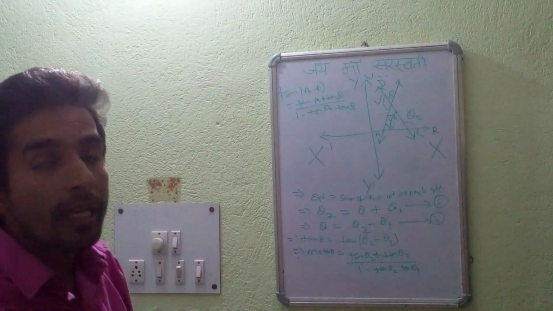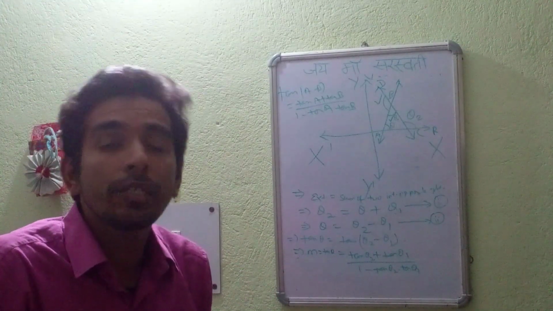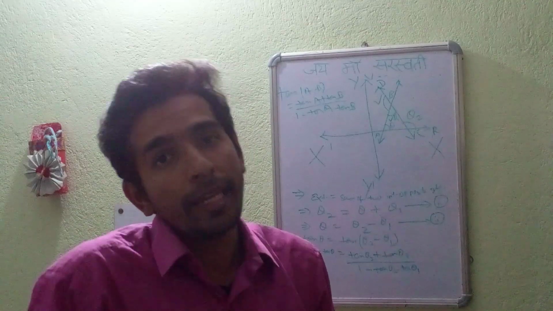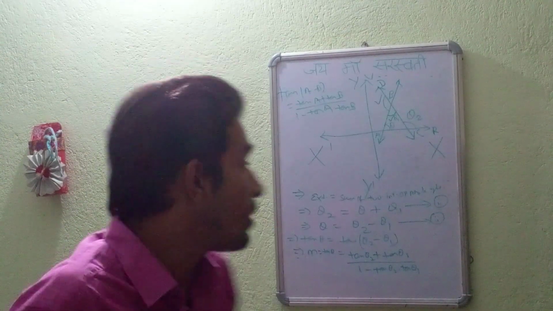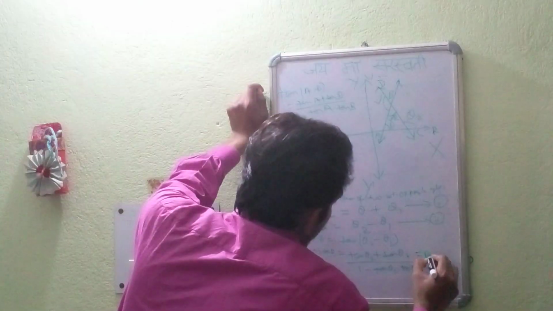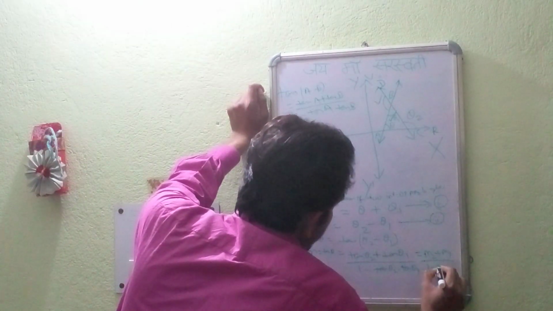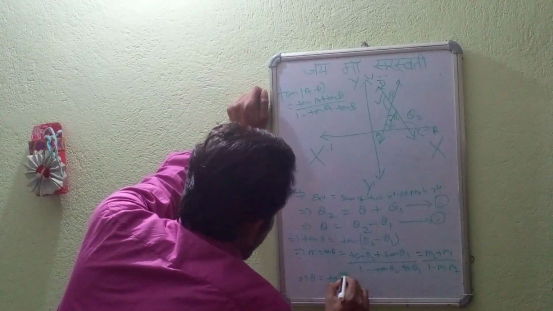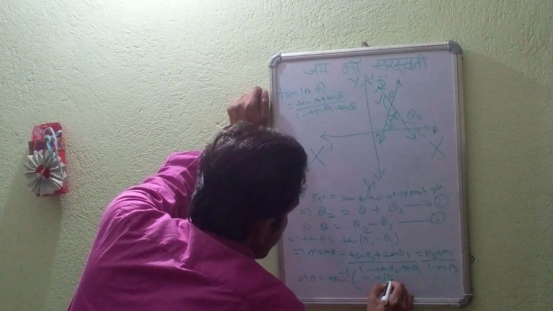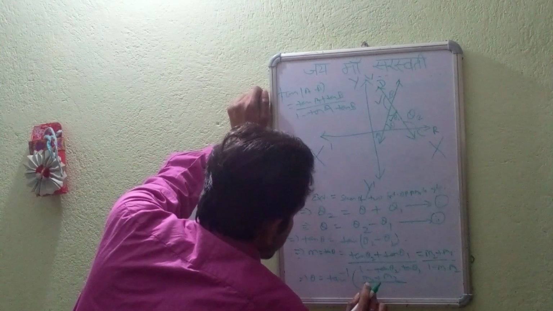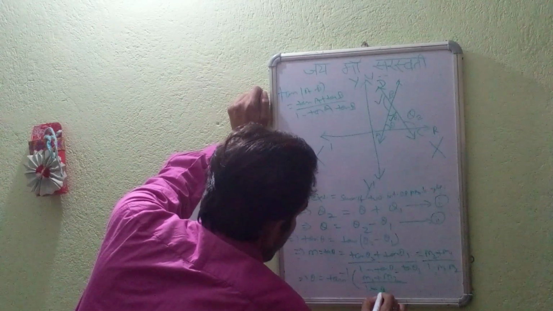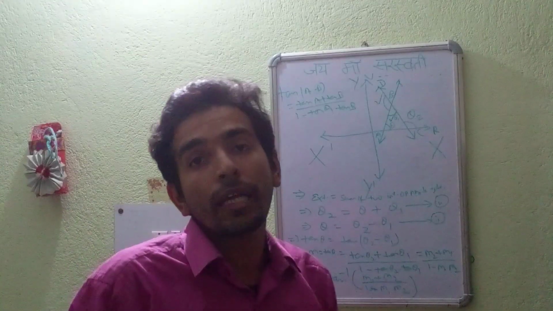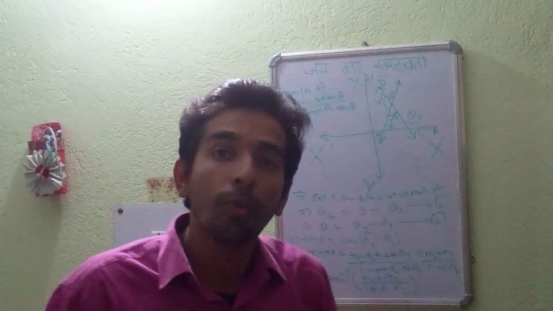Now we will substitute m2 in the place of tan theta 2 and m1 in the place of tan theta 1, and m will be here. So it will be m2 minus m1 by 1 plus m1 into m2. So theta will be equal to tan inverse of m1 minus m2 by 1 plus m1 into m2. This is the angle between the two lines when we are using the slope concept.